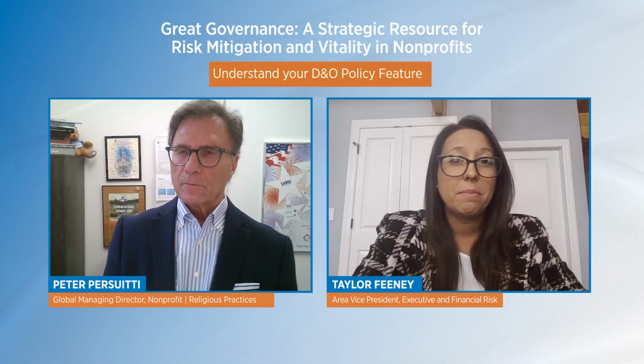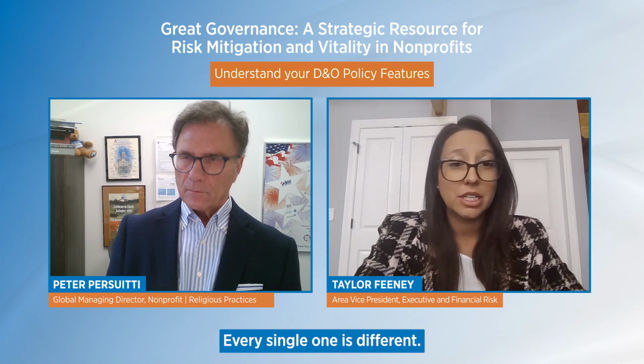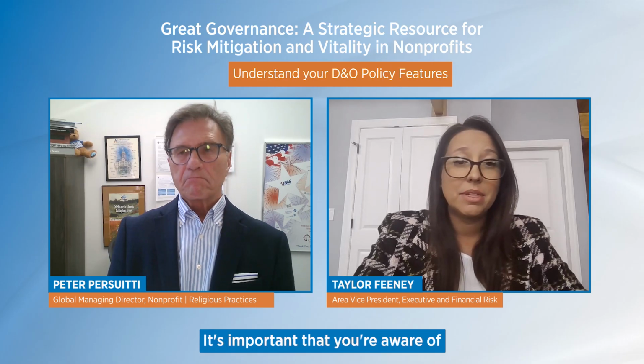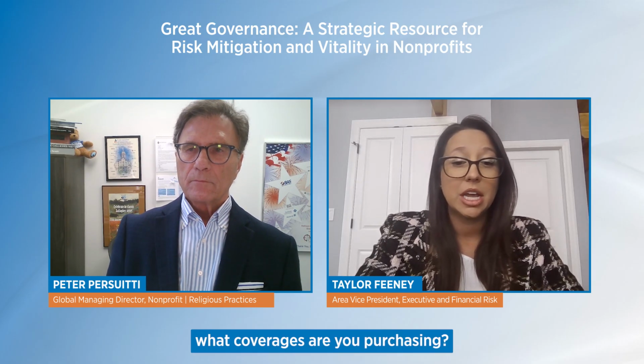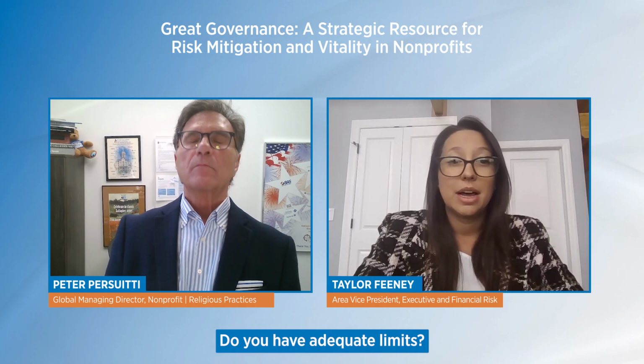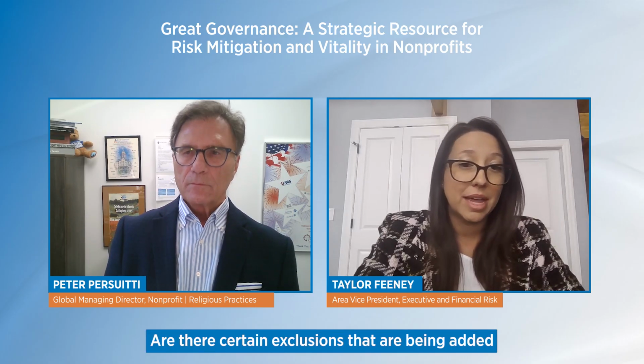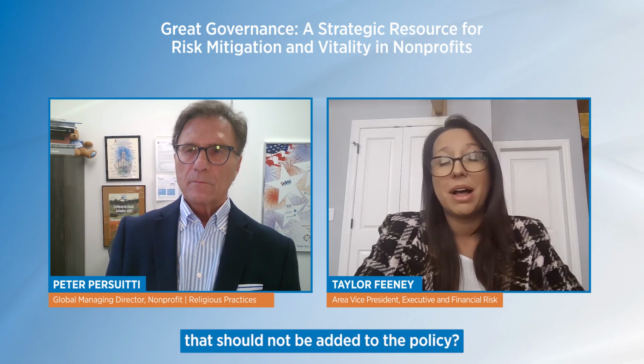So D&O policies are complex. Every single one is different. It's important that you're aware of what coverages you are purchasing. Do you have adequate limits? Are there certain exclusions that are being added that should not be added to the policy?